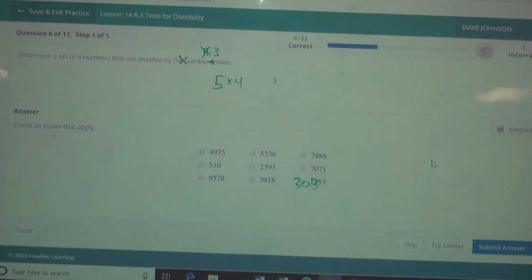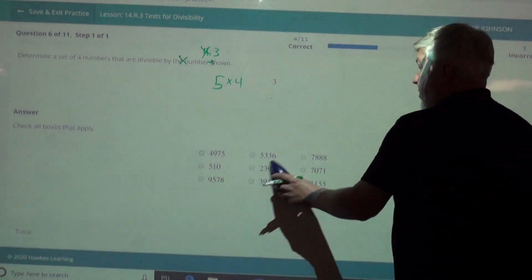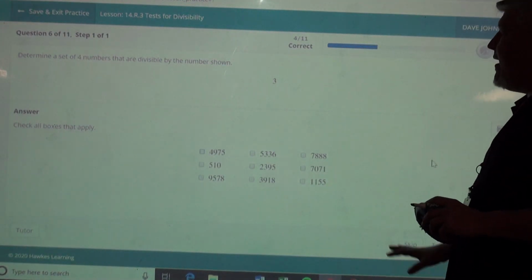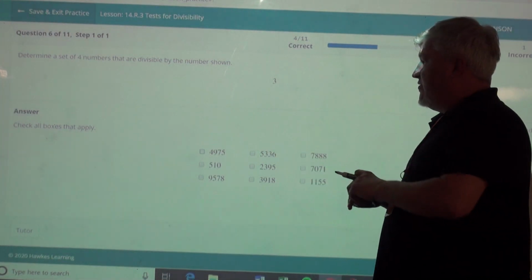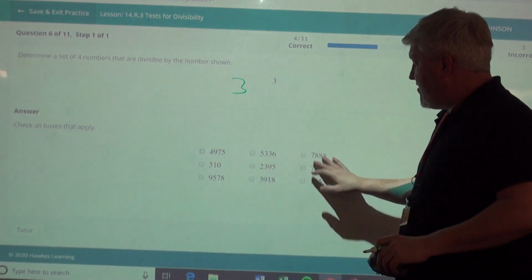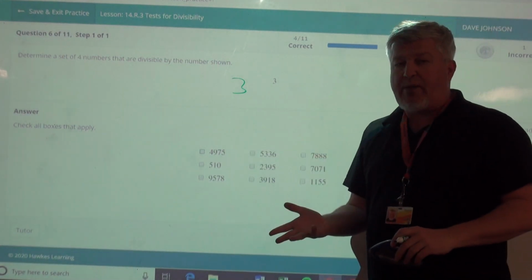We're going to have more to come. I know it confused you. We're going to have some more to come back to practice, okay? Determine a set of 4 numbers that are divisible by the number shown. So the number they've given us is the number 3. They want us to look at this list of numbers and find 4 of these numbers divisible by 3.